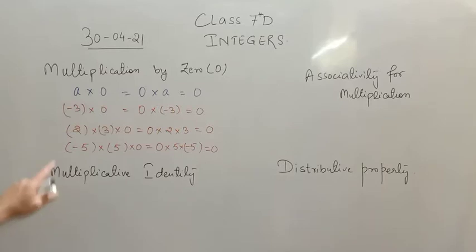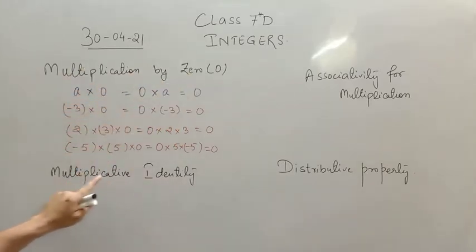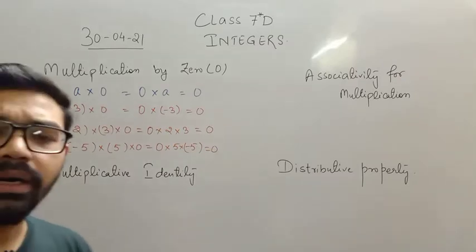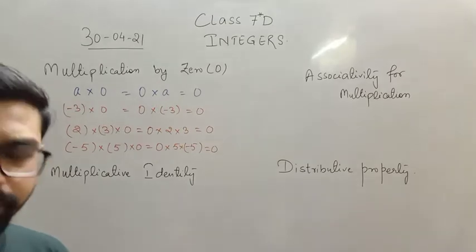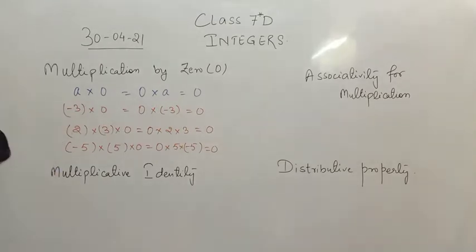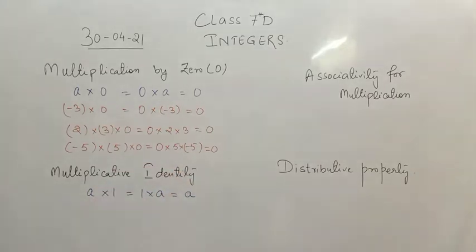Now, what is the difference between multiplication by 0 and multiplicative identity? So multiplicative identity refers to the multiplication of 1 with any number. What does it mean? So I'm just writing the general identity. Let's say I have one number a. When I multiply it with 1, or I can multiply 1 with any number, the result comes out to be that number only.